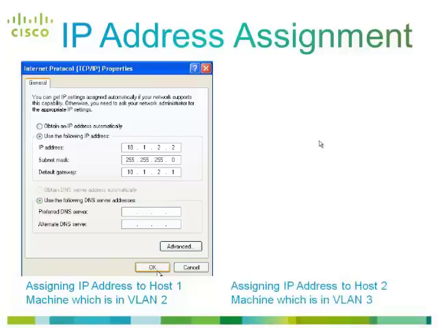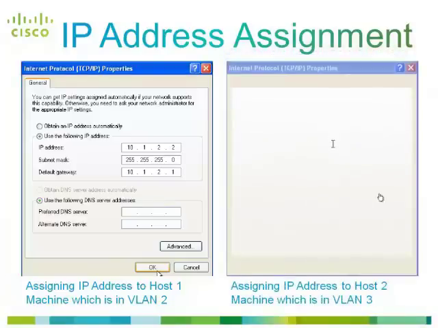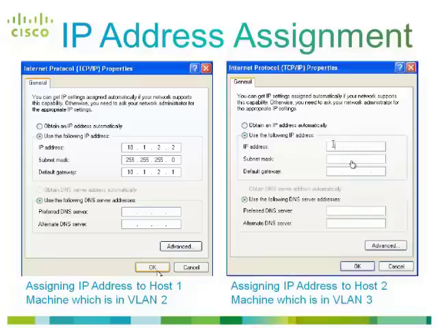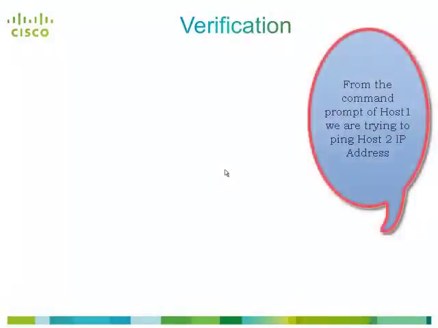In a similar way, we are going to assign the IP address to host 2: 10.1.3.2, the subnet mask is 255.255.255.0 and the default gateway is 10.1.3.1. We have finished the configuration part. Now we are going to see the verification part.